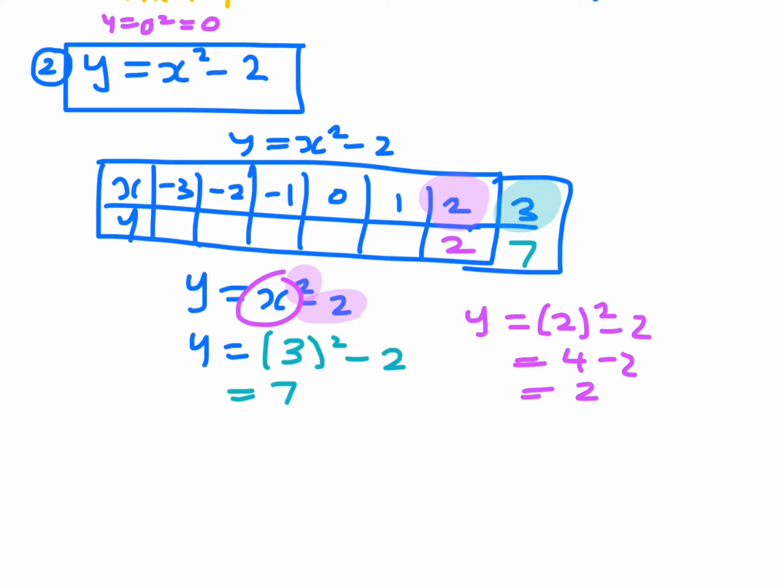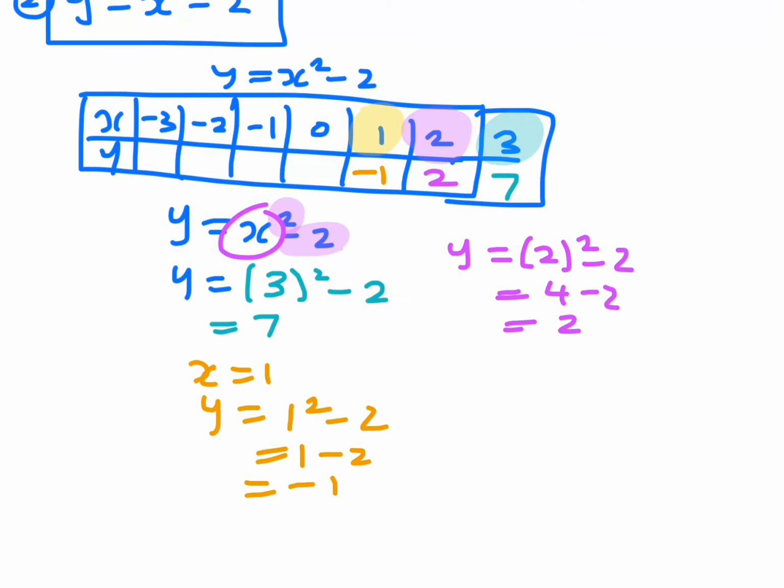Okay, so the next thing we're going to put in would be a 1. So let's put in x equals 1. We get y equals, the rule says, 1 squared minus 2. 1 squared is 1, minus 2 is minus 1. And then the 0: y equals 0 squared minus 2. 0 squared is 0, minus 2. So you end up with minus 2 there.